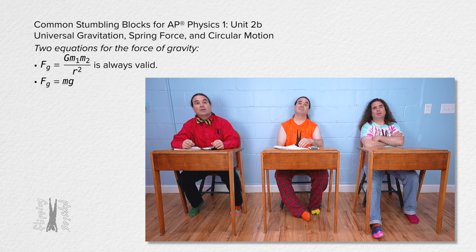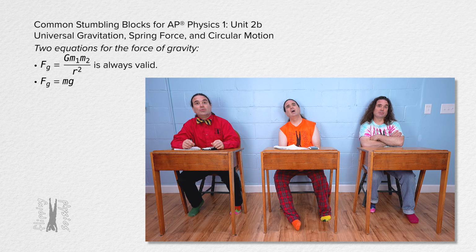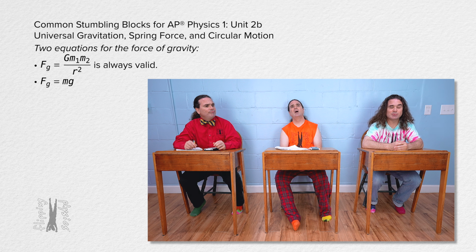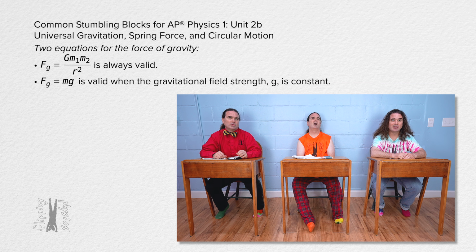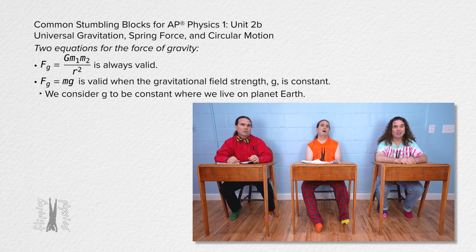Valid. The other equation, force of gravity equals the mass of the object times gravitational field strength, is true when the gravitational field is constant. In the thin plane of existence where humans live on the surface of the Earth, the gravitational field strength is considered to be constant with negligible error. In fact, on the AP exams, we simply use 10 newtons per kilogram instead of 9.81 newtons per kilogram.